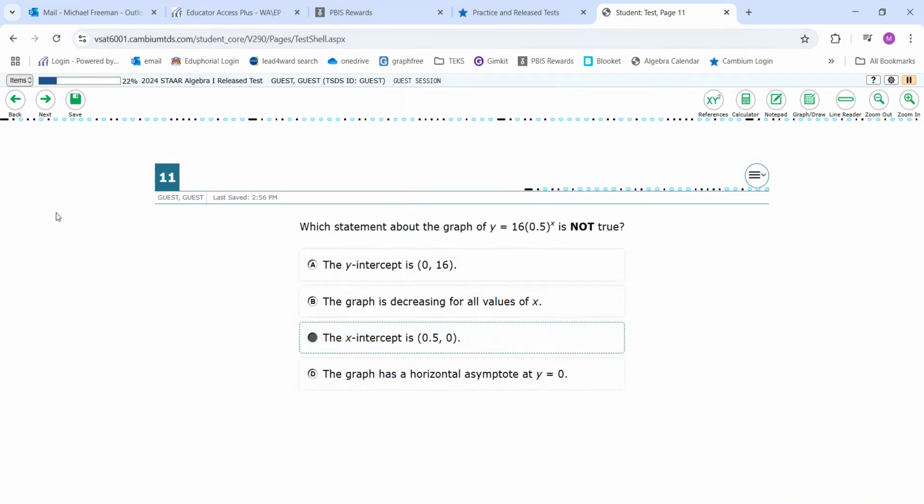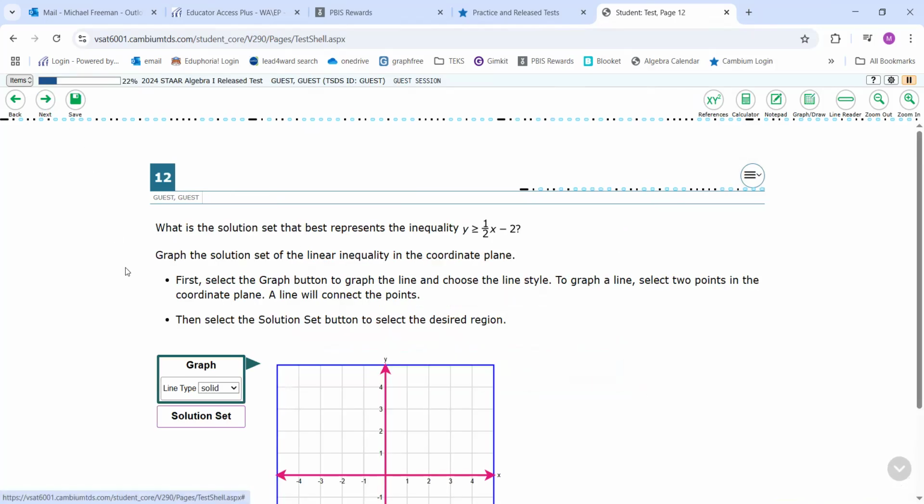So that one was a little trickier. We should have been able to eliminate these first two right away. But the asymptote, still a little trickier. I think we could have gotten that problem pretty easily.